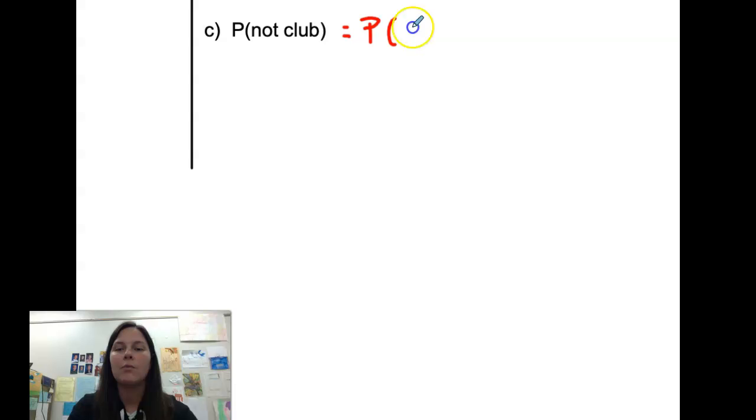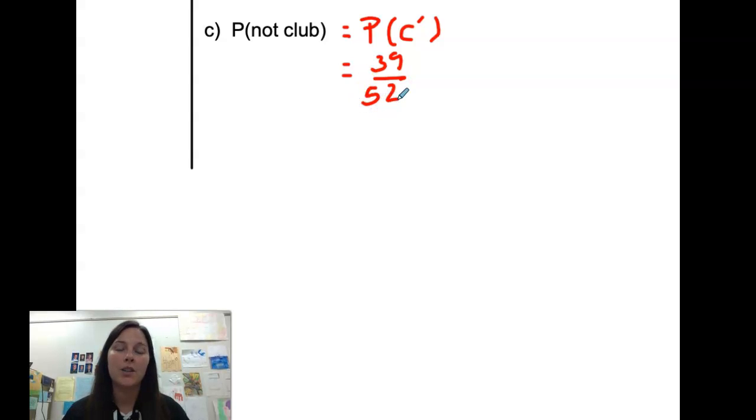So this is asking what's the chance that it is not a club. So C for club, and then that apostrophe means not. Well, there are 13 cards in the deck that are clubs. So there are 39 cards in the deck that are not. You can either do 52 minus 13 to get 39, or there are 13 cards in each of the other three suits. So 3 times 13 gives us the 39 as well.